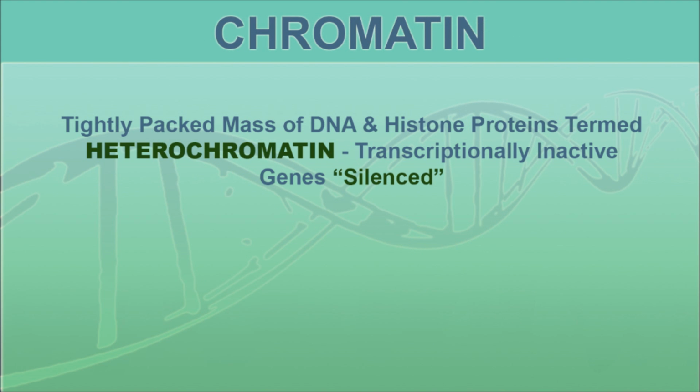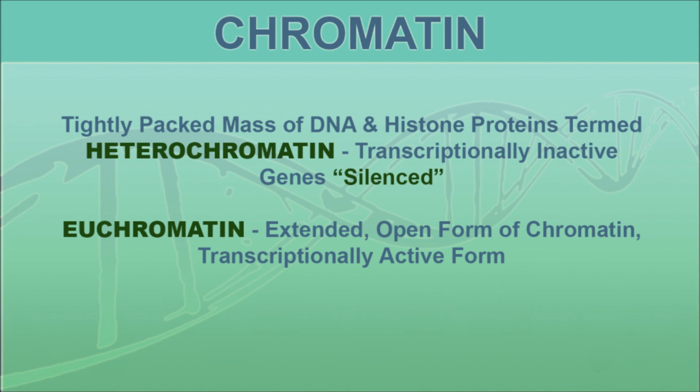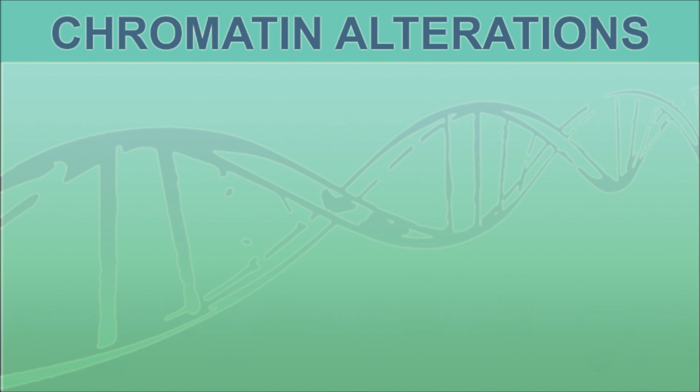This tightly packed mass of DNA and histone proteins is termed heterochromatin, and it is transcriptionally inactive. Genes within heterochromatin are termed silenced. Euchromatin, on the other hand, is the extended open form of chromatin, and this form is transcriptionally active. Remember those activator proteins I mentioned at the start of the video? Well, activator proteins can alter chromatin in a few major ways.